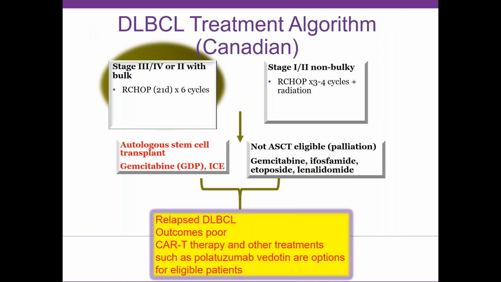And this algorithm highlights what I pointed out before, that previously, after we went through a couple lines of therapy, when patients had relapsed DLBCL, the outcomes were quite poor, and palliative care was often the route we had to take. But now we have new therapies in this subtype that are very promising and can still offer good outcomes for a proportion of patients.